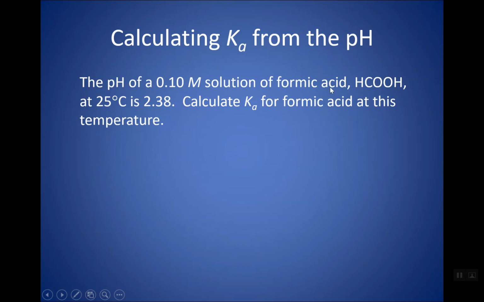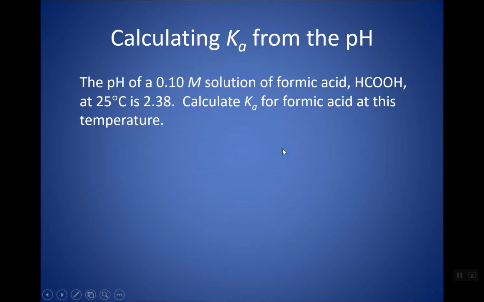The pH of a 0.1 molar solution of formic acid, not a strong acid, not on my list, so I know it's weak, is 2.38 at 25 degrees Celsius. It'd be a different pH at a different temperature, so that's why they give me temperature, though it's not really needed for this problem. Calculate the Ka.